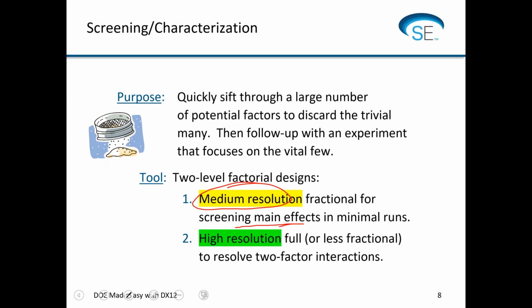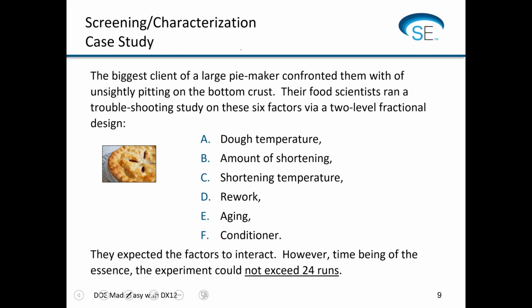And then in the second phase, you then run a higher resolution design, could be a full factorial, and try to resolve the 2-factor interactions like the one I showed you for the bearings. So this 2-phase approach, which is screening and characterization, is highly recommended to try to quickly get to a much better process condition. So let's look at an example.